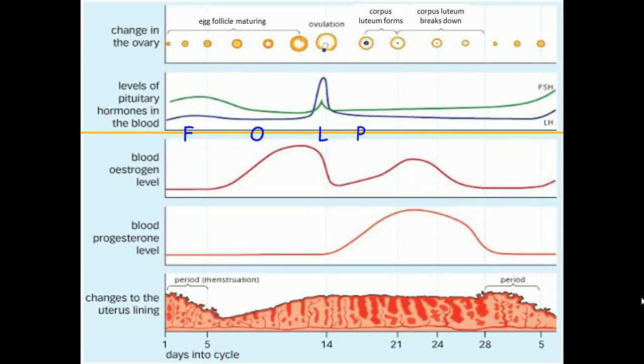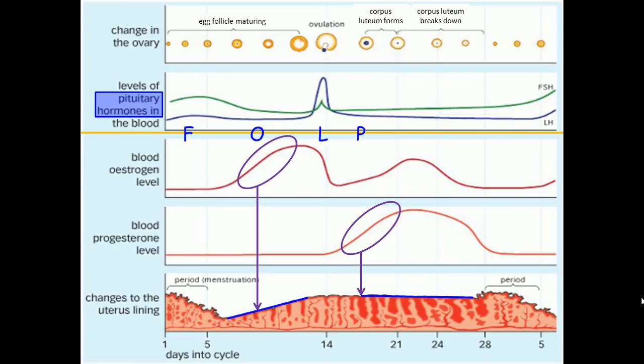So here we've got the order of the hormones using the acronym FOLP. And as we said, estrogen causes the thickening of the lining of the uterus, and progesterone maintains that lining thickness. Then the other two hormones are FSH and LH, and they're the pituitary hormones. So they're secreted by the pituitary gland. And both of those hormones have an effect on the egg follicle. So you can see here an increase in FSH causes an egg follicle to mature, whereas an increase in LH causes ovulation, which is the release of an egg from the ovaries. So the pituitary hormones have an effect on the egg follicle, whereas the ovarian hormones have an effect on the thickness of the lining of the uterus.